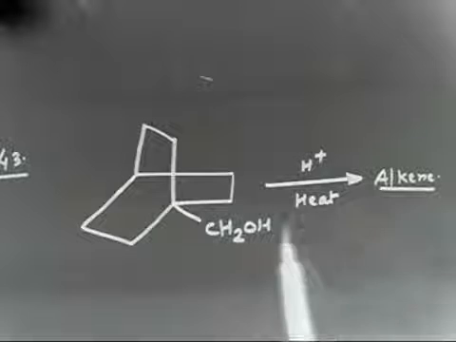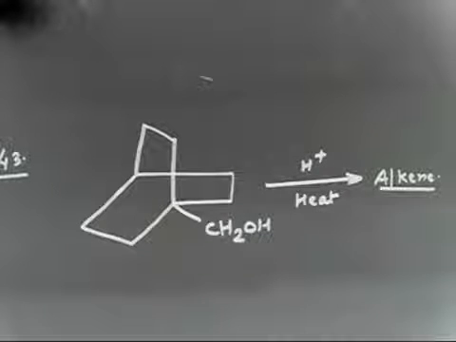What will happen in the first step? You will generate CH2 plus. Let us take some 1 minute time so that you can try. I will give you a hint. First make a carbocation, then rearrange the carbocation and then lose H plus. Then you will get an alkene. So let us take 30 seconds time.